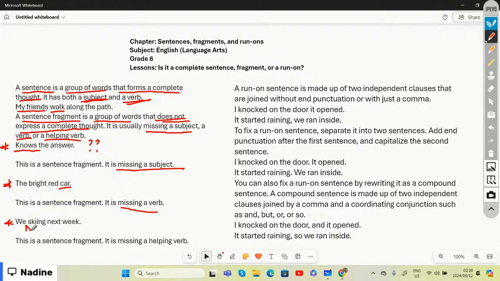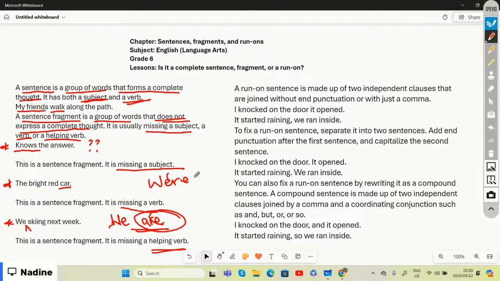And if you look over here, we don't just say we skiing. We need to say we are skiing, or we will be skiing, or something. But it is missing a helping verb. There is no are or something of the sort, right? It just says we. Must at least say we or we're, right? Skiing next week, which means that that is missing a helping verb, right?